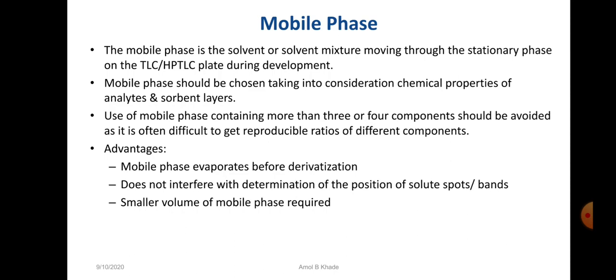Okay. Now the mobile phase evaporates before the derivatization. That is an advantage, because if we want to do some derivatization with chemical reagents, and the mobile phase is present, then that will cause a problem in the reaction. But we are choosing a mobile phase in such a way that it can easily evaporate from the stationary phase. It will not interfere with the determination of the position of the solute, and a smaller volume of mobile phase is usually preferred.